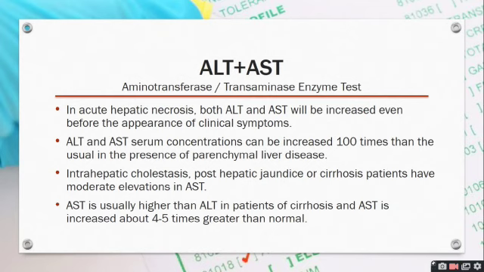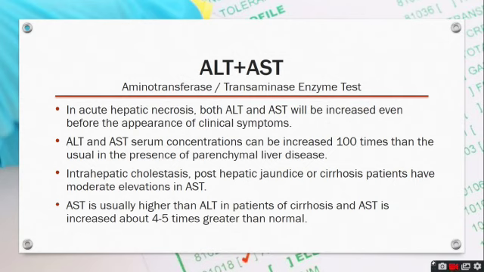The clinical symptoms like jaundice. So, ALT and AST serum concentrations can be increased 100 times more than usual in the presence of parenchymal liver disease. So the usual upper limits of normal can be exceeded greatly.